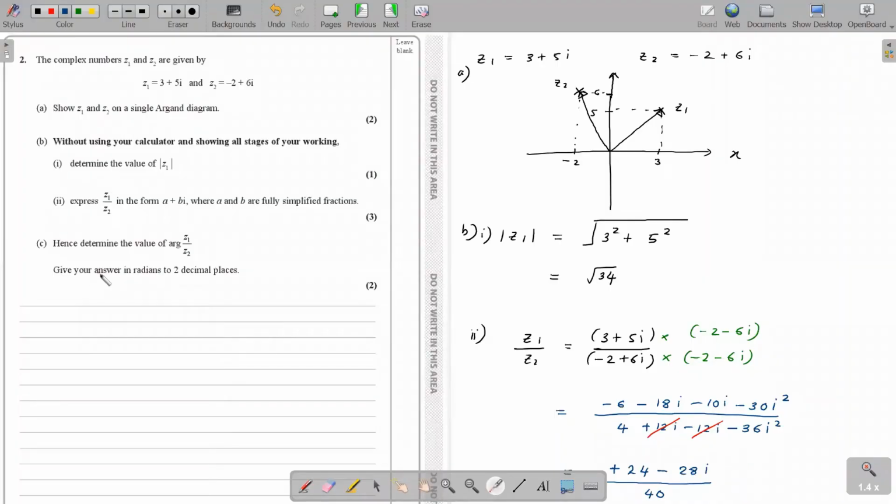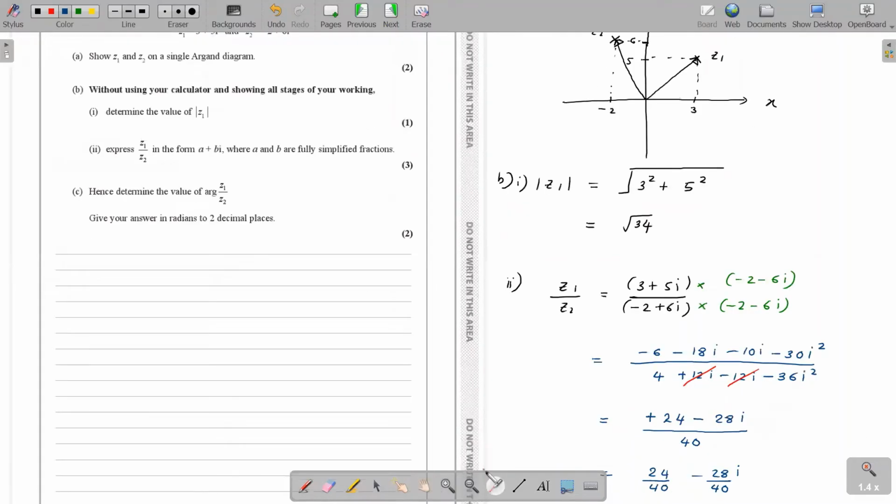Okay, moving on to the next part. Hence, determine the value of argument of z1 over z2, giving your answer in radians to 2 decimal places. Okay. So already we found z1 over z2, right? What was z1 over z2? z1 over z2 was, remind me again, 3 over 5 minus 7 over 10i. So they wanted to get the argument of it. So how do you get the argument?